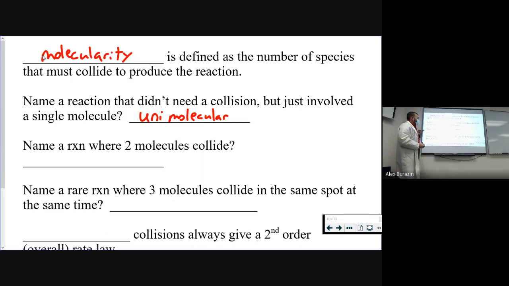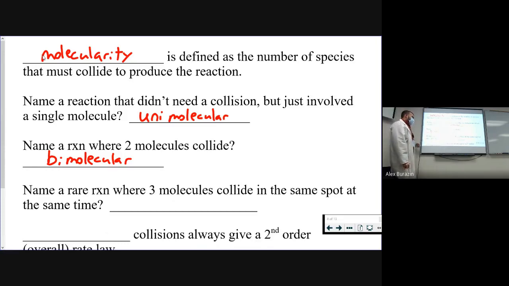Name a reaction where two molecules collided. There's like two choices, right? I think we've had like two prefixes that are applying the number two. Which one do you want? It's bimolecular. I know, annoying, because we've literally used di or bi as a two prefix, right?